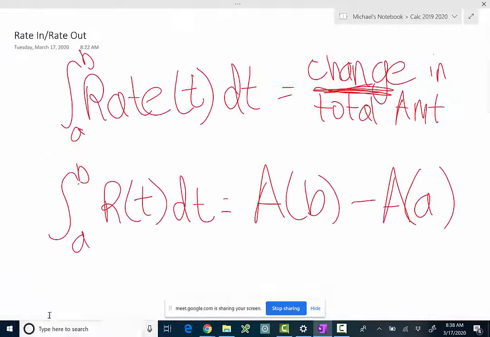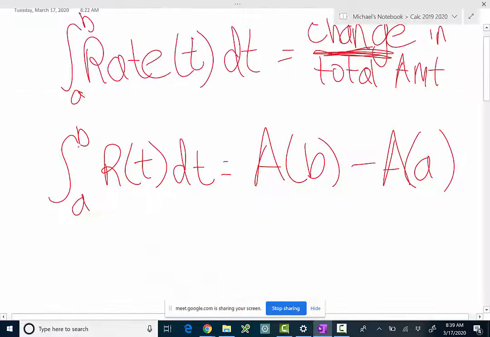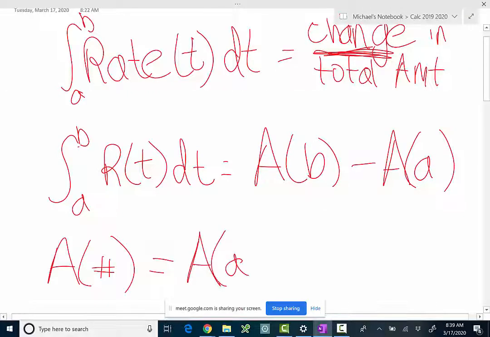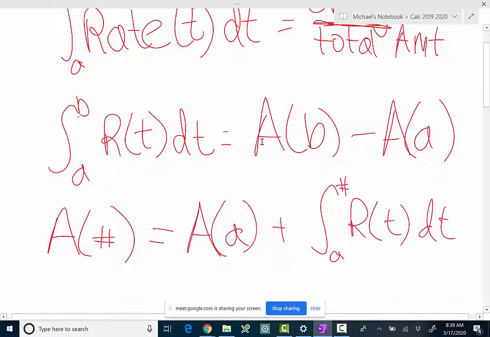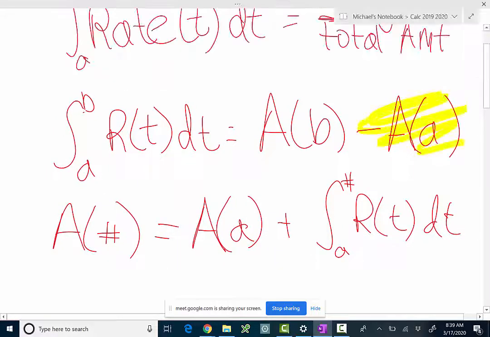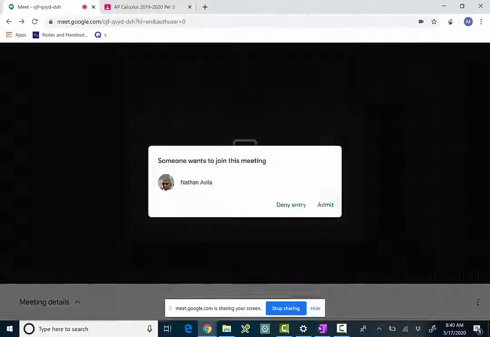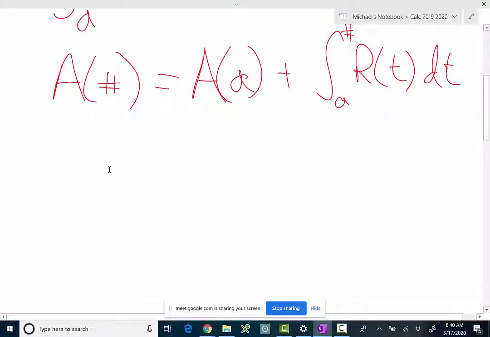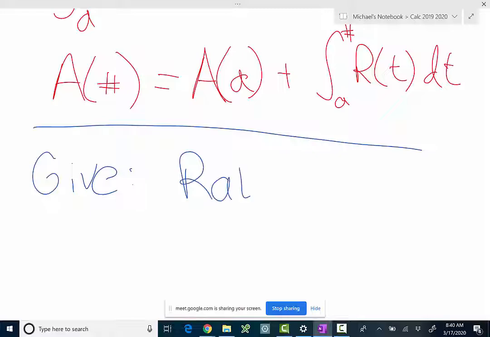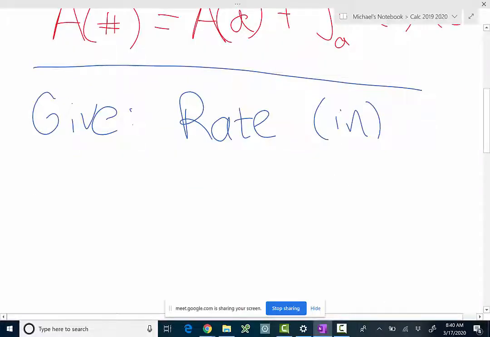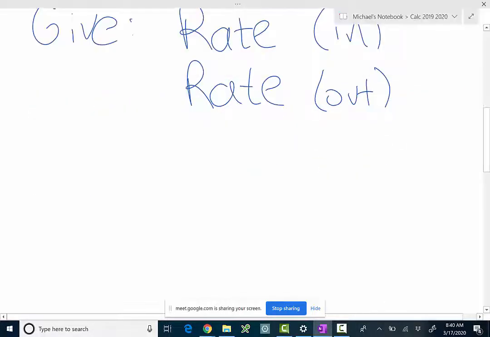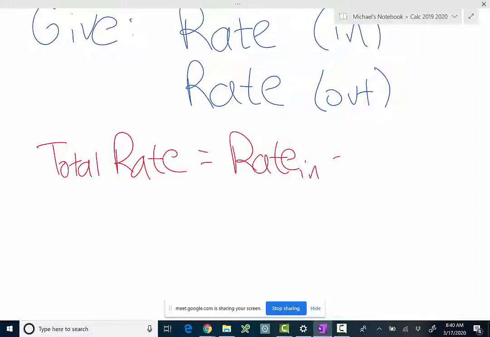So we can set up a general formula for this by saying that the amount at any number time is equal to the amount at A plus that integral from A to that number. And we can change that number to be like a T, right? And that'll give us a formula. So usually these will give us a rate in. Sometimes that's all they give us. Other times they'll give us a rate in and a rate out. And so then we can say that the total rate is rate in minus rate out.